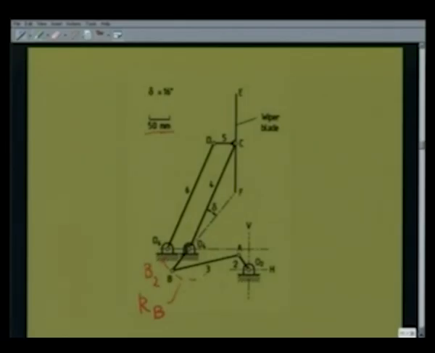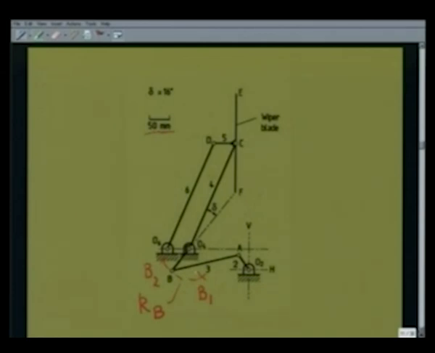And the other extreme position of B will be taken up again when AB and O2A will be collinear, and the distance of B from O2 will be equal to L3 minus L2. So, I draw a circular arc with O2 as center and L3 minus L2 as radius, and let that intersect KB at this point B1. So, O4B2 is one extreme position of link 4, and O4B1 is the other extreme position of link 4.